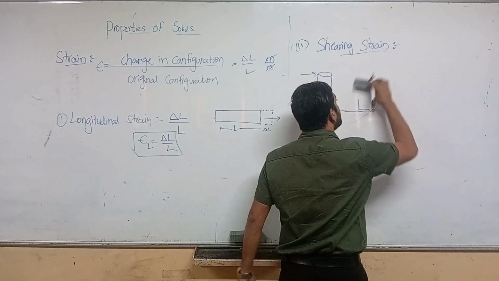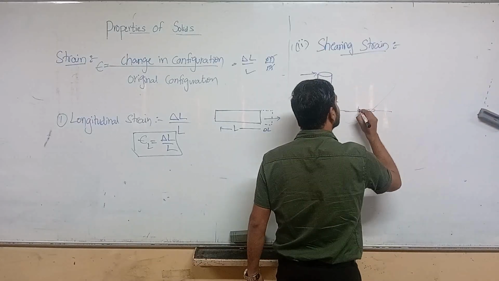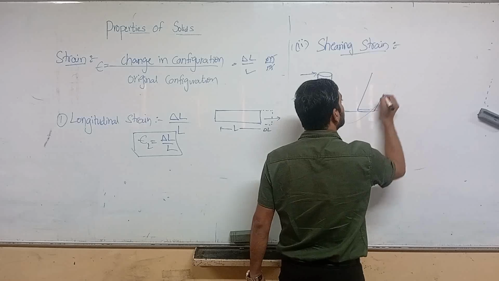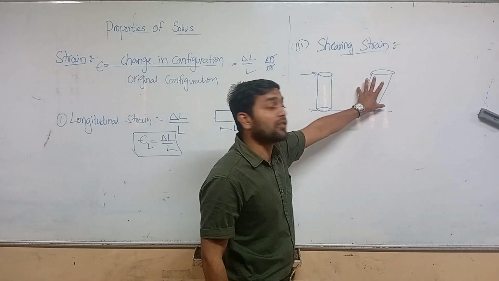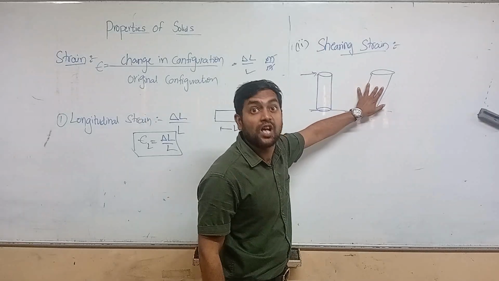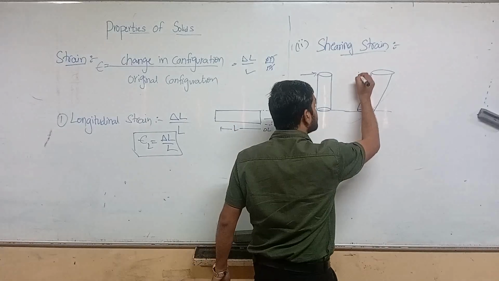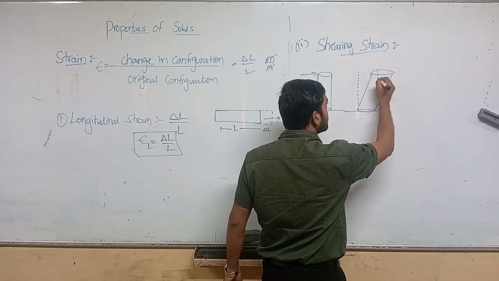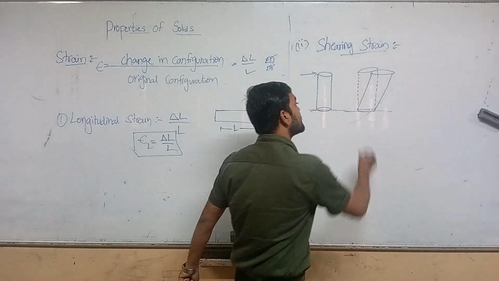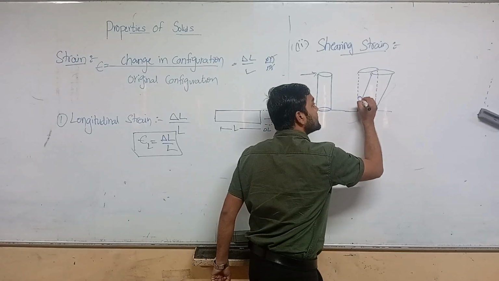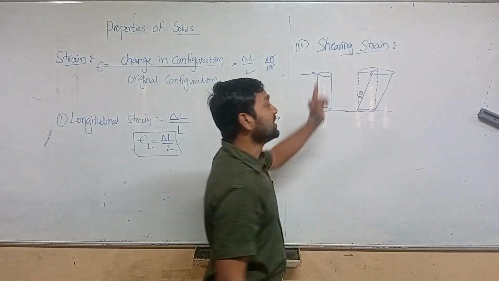So this object is moved up to here. The change in the configuration has taken place without changing its volume. Originally it was like this. So this indicates the shearing strain.